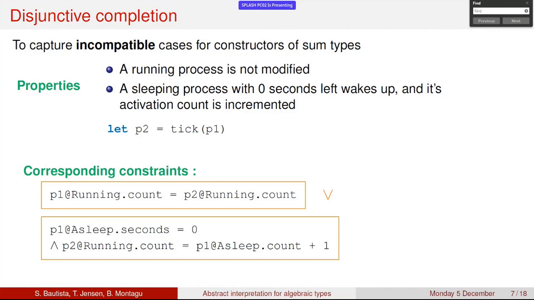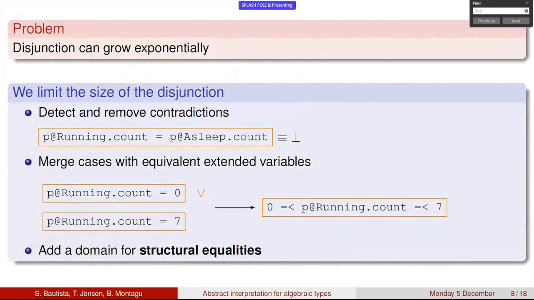And that way, we can keep the extended variables that are incompatible in different abstract values, and that way we can capture these properties, even though they talk about incompatible cases. Okay, but so now we have a new problem, which is that in theory the disjunction can grow exponentially, and so if the disjunction grows too much, that will be a problem for performance. So we need to keep the disjunction as small as possible, and for that we do multiple things.